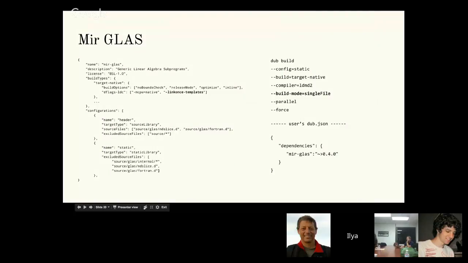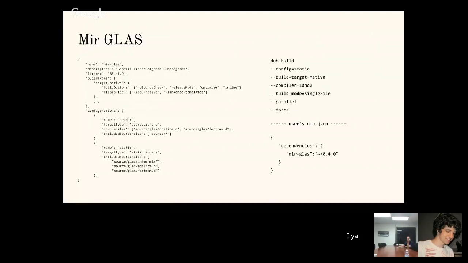This is part of mirGlass's dub.json. Please pay attention to the link-once-templates LDC flag and the build mode single file. These are things you need to do to build a better C library. Link-once-templates removes template bloat. If you generate a lot of template functions which are inlined in the object file, without this flag these functions will be emitted too. So your library will be a few times larger for no reason, and the code will just be duplicated.